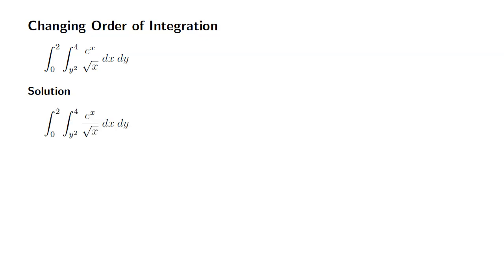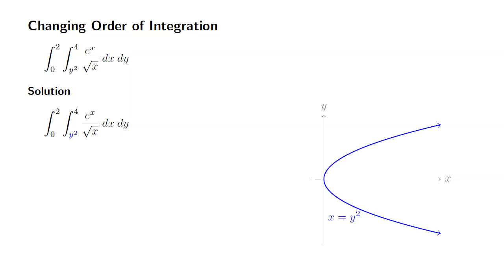I'm going to sketch the region we're integrating over. So I'm going to put the xy axis. The lower limit of the inside integral is x equals y squared, which is a sideways parabola looking like this. And the upper limit is x equals 4, so it's the vertical line there. Then the lower limit of the outside integral is y equals 0, so it's going to start from here. And then it's going to go up to y equals 2. So this is the region.